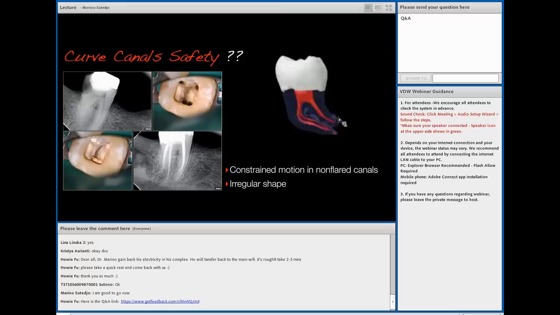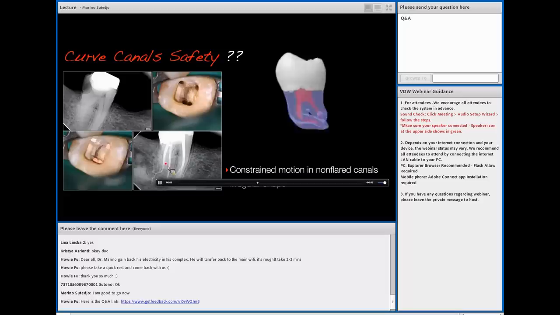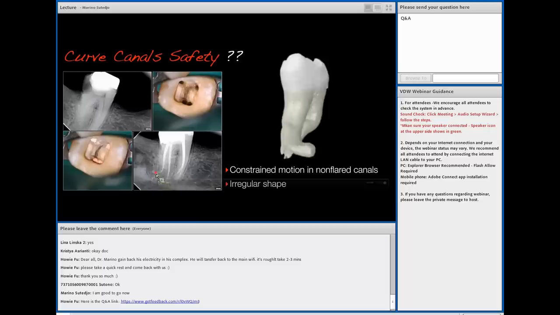Up to this moment, all the ultrasonic devices that can be used to activate our root canal systems are made from metal. So if we do a case like this, can I use my ultrasonic up to this level? The answer will be no, because it is dangerous.